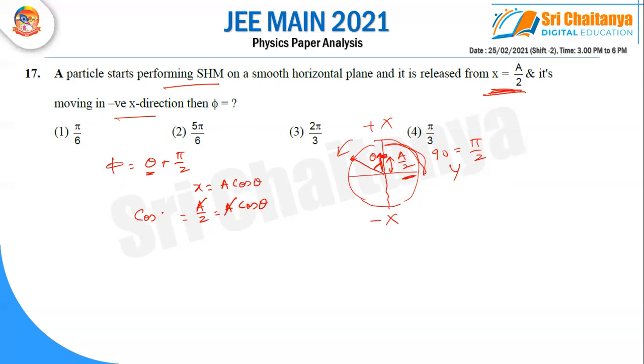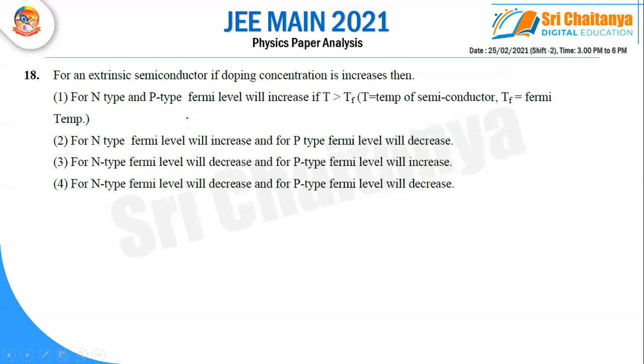cos 60 is equal to half. Now this is pi by 3 is equal to theta. So phi is equal to pi by 3 plus pi by 2. Now when I substitute it here, okay, so this place theta I have taken. So you are going to get this as 5 pi by 6. So we'll move on to the next one, please.